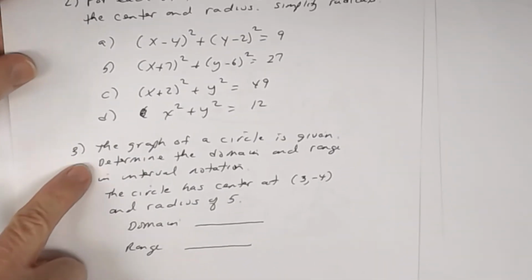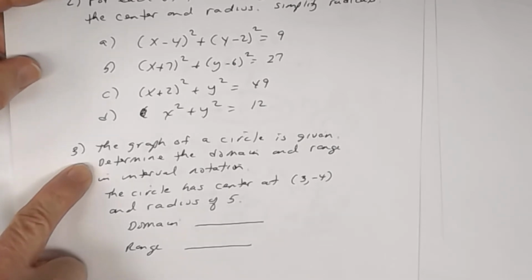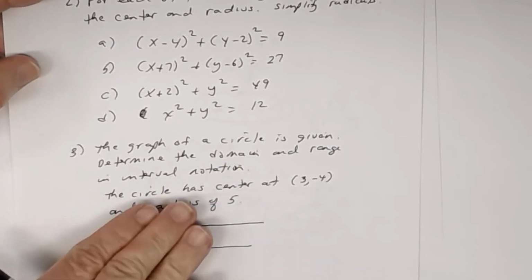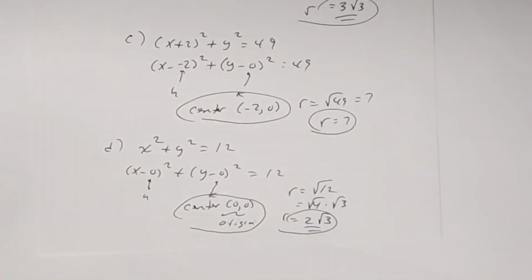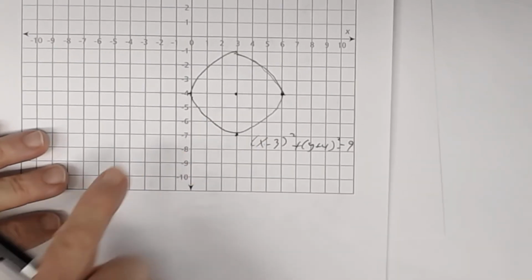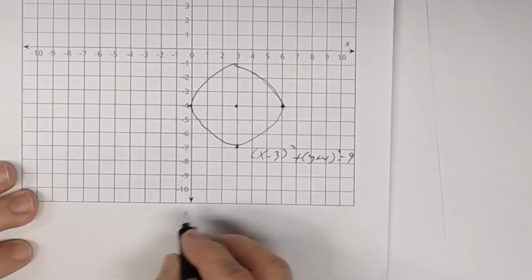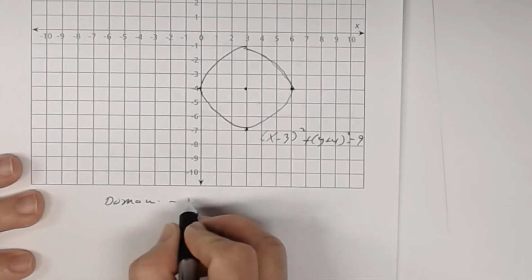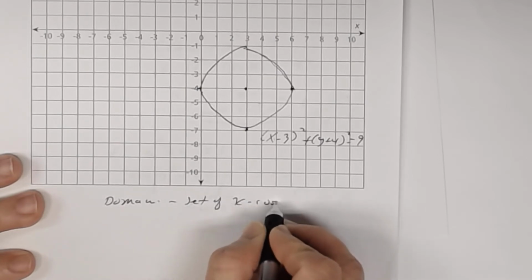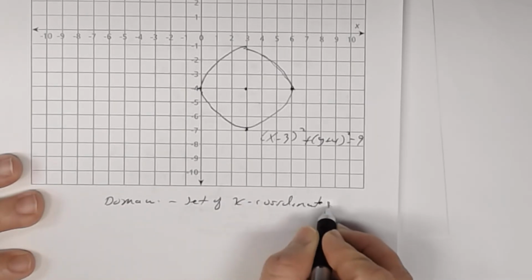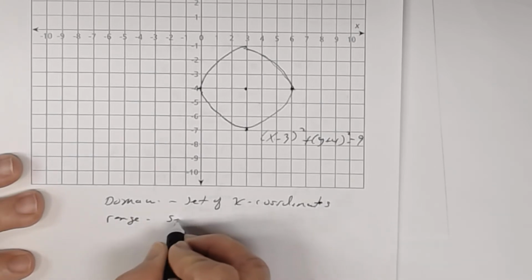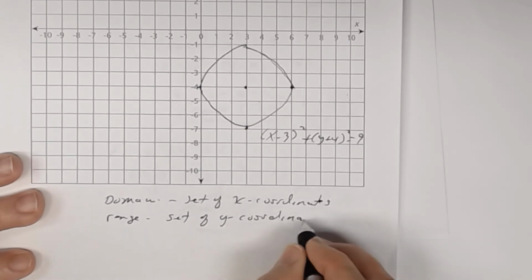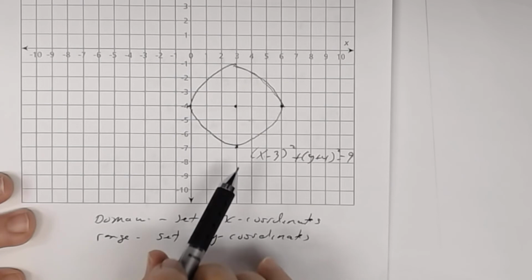Now, let's look at number 3. That says the graph of a circle is given. Determine the domain and range in interval notation. All right, now I'm going to come back to this in a little while. Remember we drew this one a while ago? This one right here? Now here's how you can determine the domain and range. Remember guys, the domain is the set of x coordinates. The range is the set of y coordinates. Okay? So set of x coordinates, set of y coordinates.